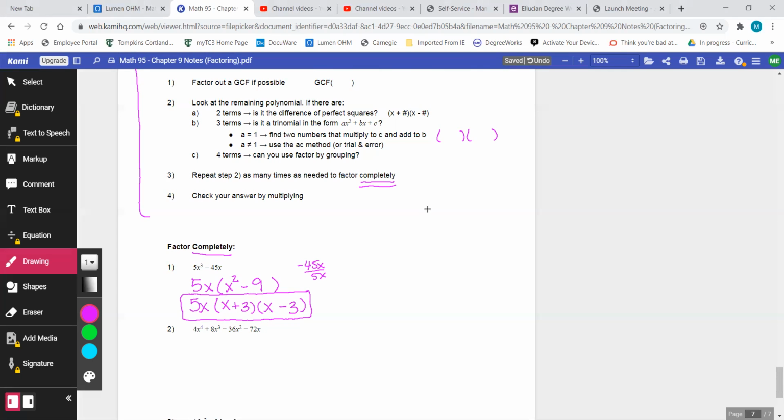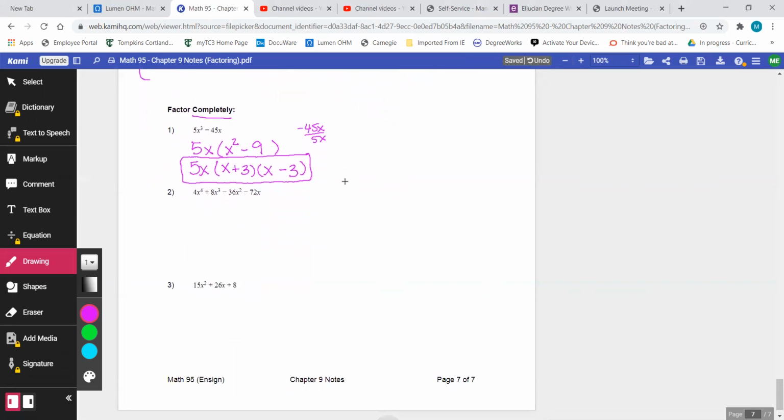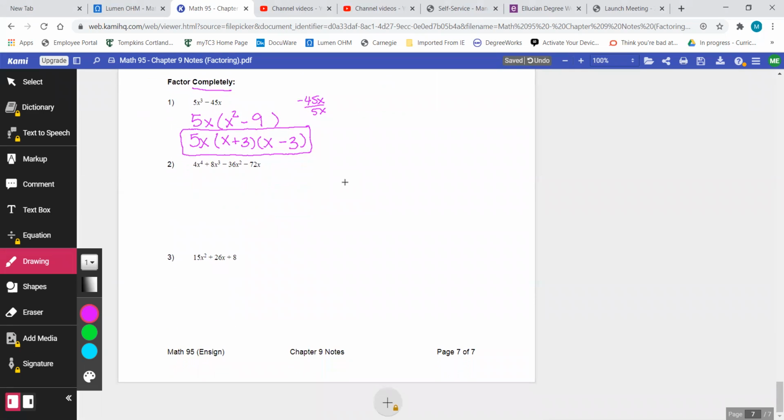So there is my polynomial factored completely. When I get to this point, there's no way to factor these further. There's nothing that goes into both of them, and they're not in any format that we've talked about. So I'm just done here. If you stopped at the earlier point and didn't think to factor this more, you would get partial credit, but not full credit until you factored it completely. Okay, let's look at the next one.